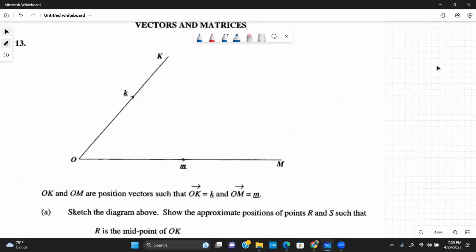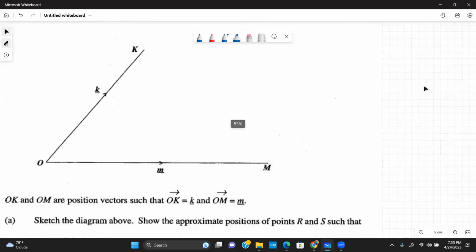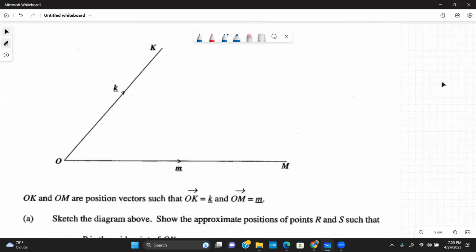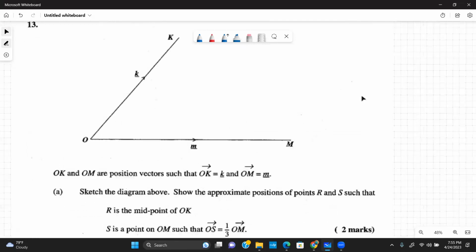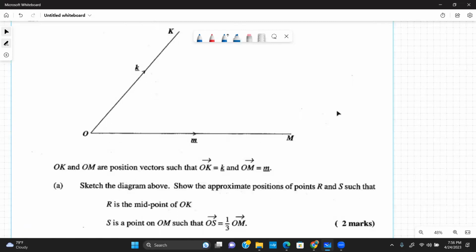We won't be able to finish this, but I put it out there. All right, so let's start. It says, you see O, K up here, big letter, and OM are position vectors such that OM is K and OM. So they're telling you the labels. And they tell you it's a position vector O.